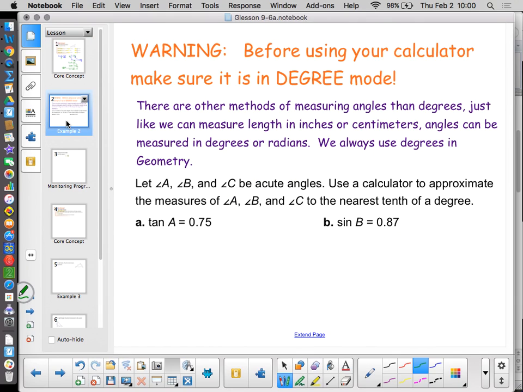All right, so this time I'm not even going to give you a triangle. I'm just going to tell you what the value is. You tell me what the angle is. The tangent of A is exactly 0.75. What's the angle? So what we're going to do is the tangent inverse of 0.75, and that should give me the angle. So second function tangent, 0.75, and it gives me an angle of approximately 36.9 degrees.